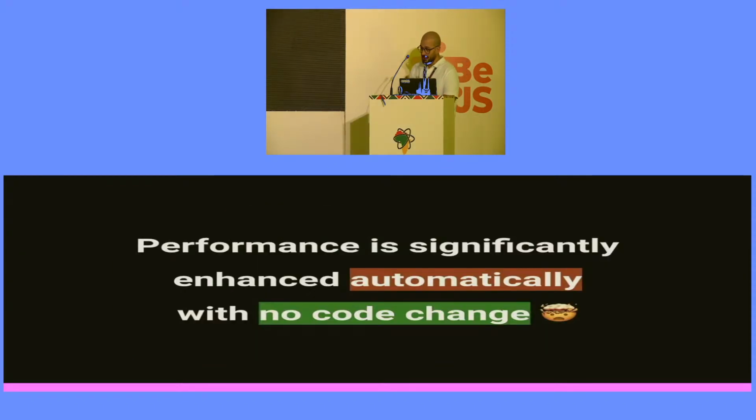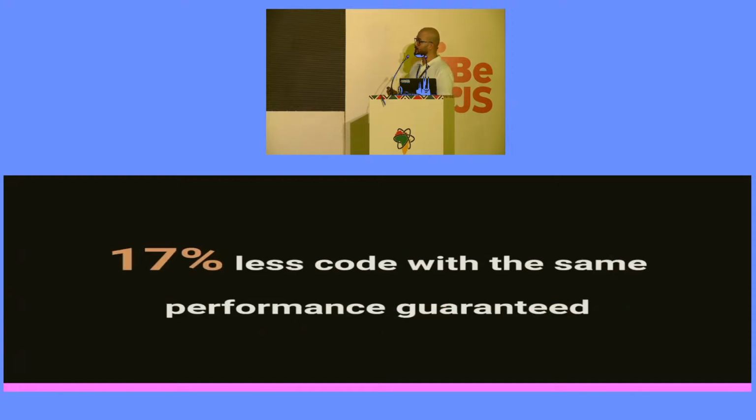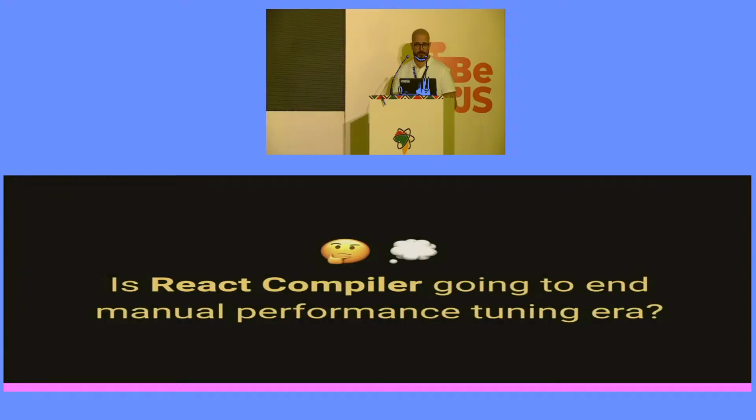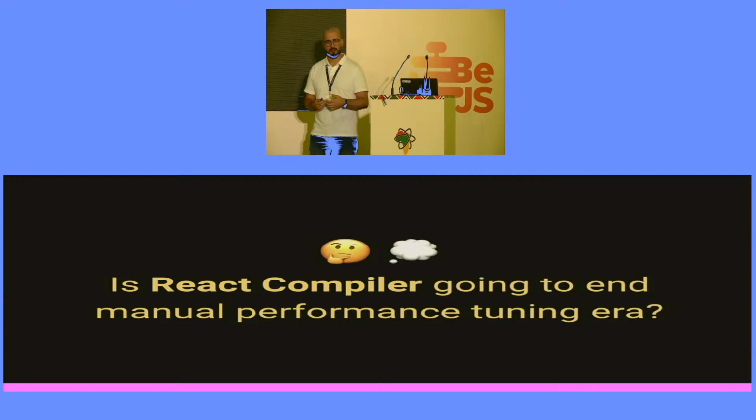Performance is significantly enhanced automatically with no change in the code. This is huge. And moreover, 17% of the code has been deleted from Instagram.com. So you're shipping less code, shipping smaller bundles with great performance guaranteed. So this pops a question to my mind. Is React Compiler going to end the manual performance tuning era? So we're not going to do that by hand anymore?